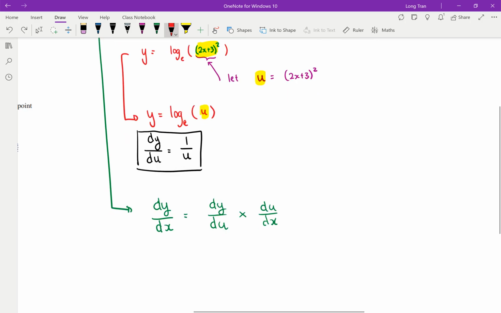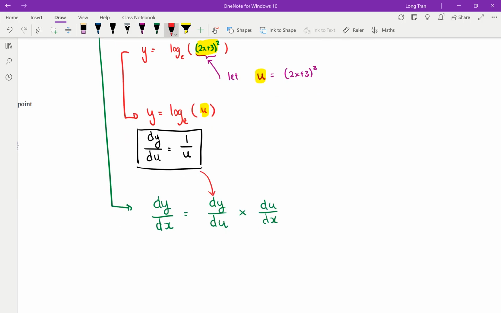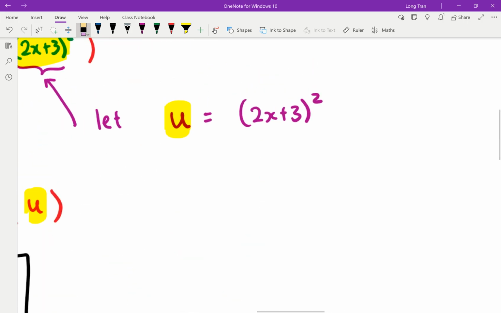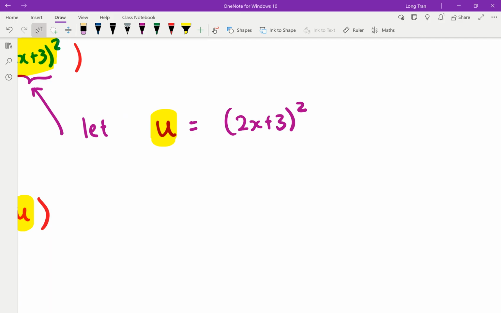So this is what I have now. I've got dy/du. If I can find du/dx, which is the derivative of u, then I'm pretty good. Now, the reason why I called it a double chain rule is because you need to know how to differentiate this doing another chain rule. And it's the same concept again. You see, this is something squared.